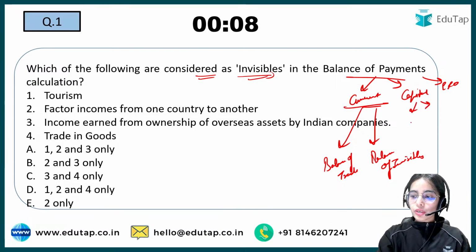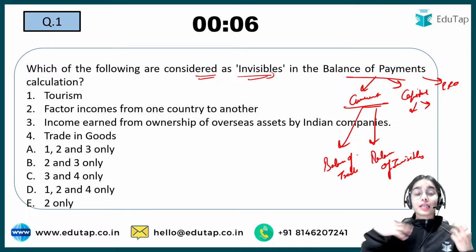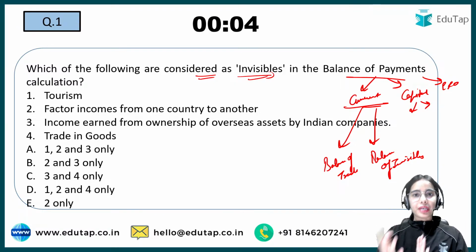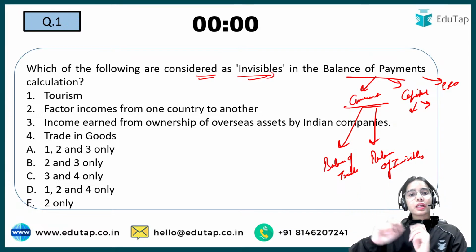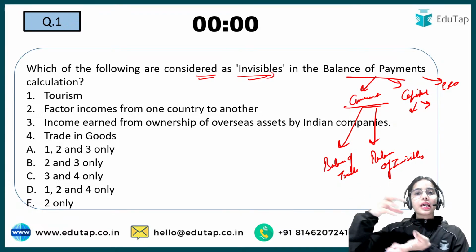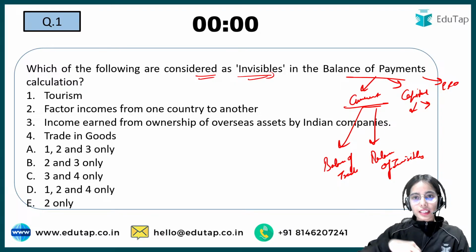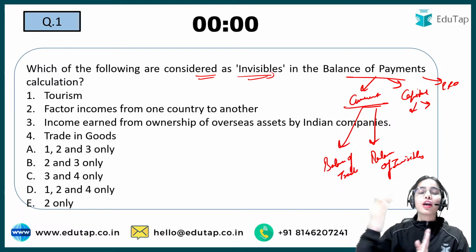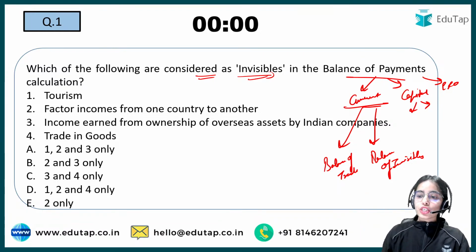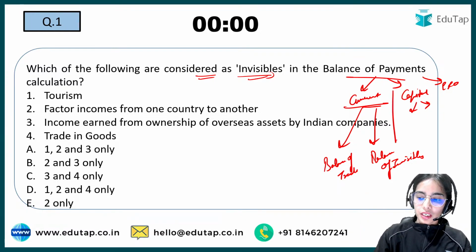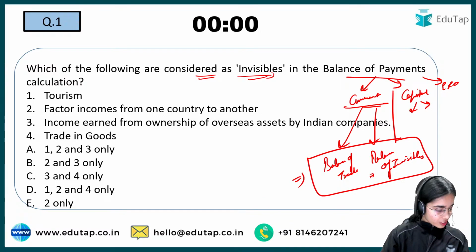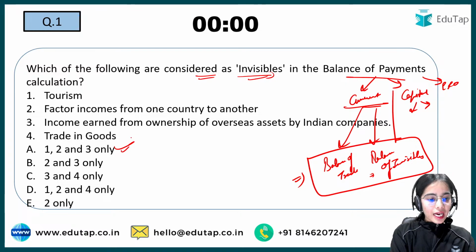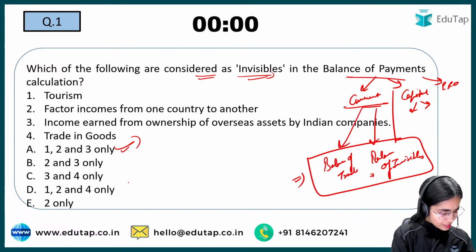The capital account includes all the assets that are being generated and the liabilities that are there: the assets that we are investing in outside the country, and the assets that foreigners invest inside the country through foreign portfolio investment and foreign direct investment. So this is the current account and the capital account. The current account includes the balance of trade and the balance of invisibles. I'm getting the answer A.